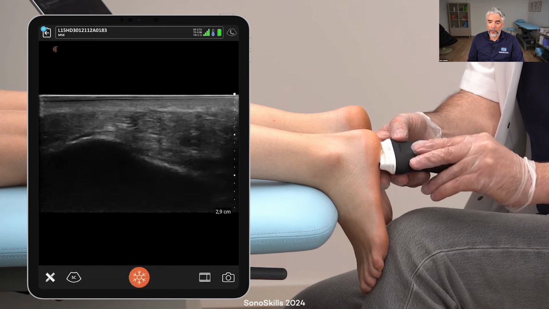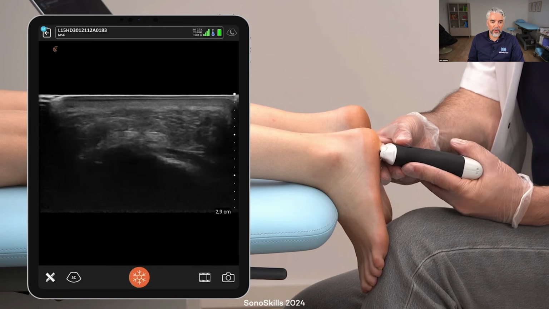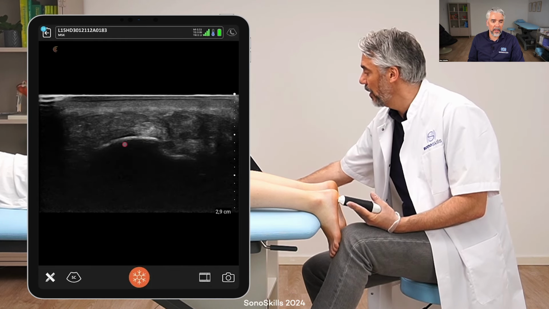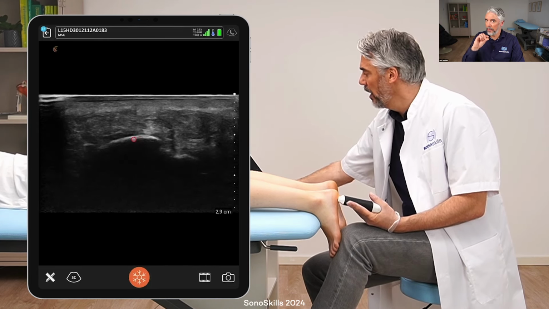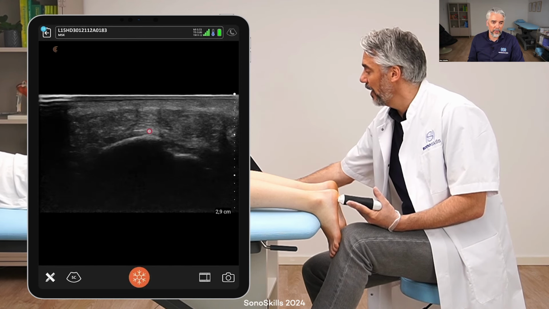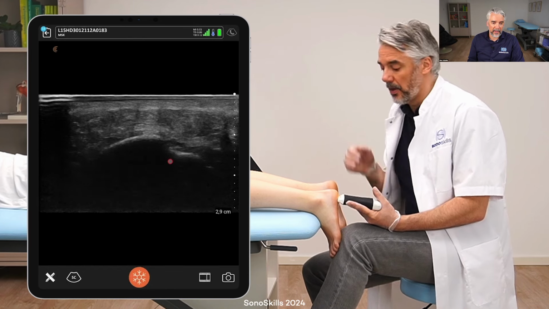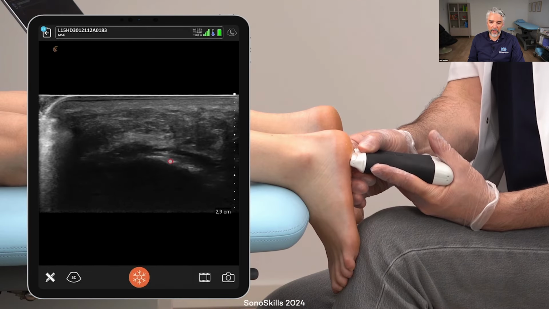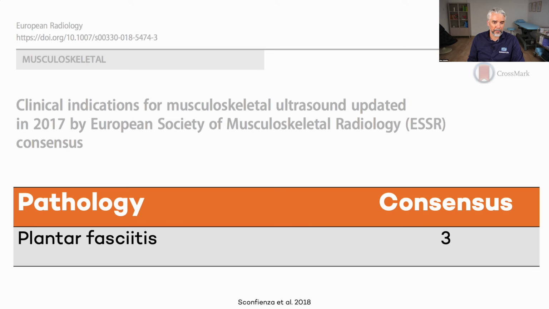So here you can see my hand moving medial to lateral to look at the bundles of this plantar fascia. Then we are going to turn the transducer in transverse view, and starting at the heel, the calcaneus, with a very thin layer of plantar fascia on top of it, and from there on we're going to slide to ventral, looking at the fibers in a transverse view.